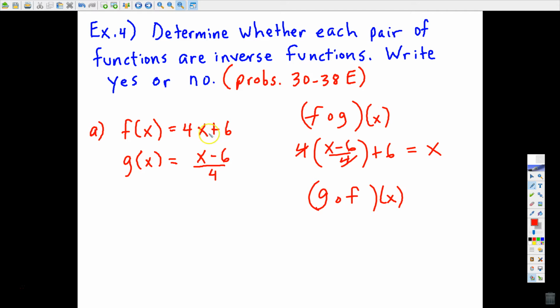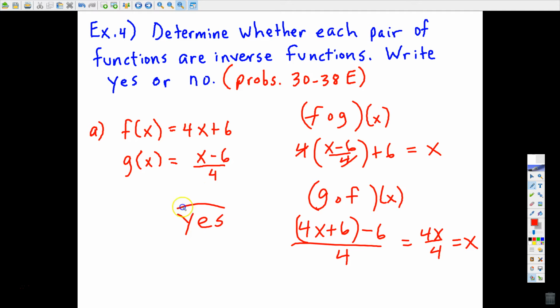So let's take the f function, 4x plus 6, and put it in for x in the g function. And it looks like this. 6 minus 6 is 0. 4x over 4. I got x there as well. So the directions say to write yes or no. My answer here would be yes. These two functions are inverses of each other.